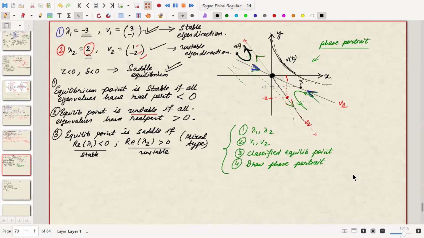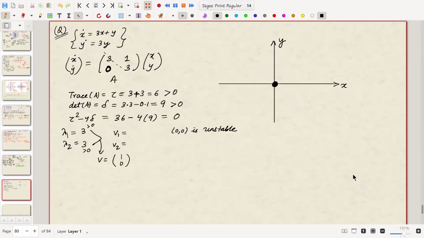And what I told here: an equilibrium point is unstable if all eigenvalues have real part greater than 0. So it is an unstable equilibrium point. What is the eigenvector here? 1, 0. How to draw the 1, 0 eigenvector? X equal to 1, Y equal to 0, so 1, 0 is lying here. What should be the direction? 0, 0 is unstable. Should it go away from 0, 0 or towards 0, 0? Away from 0, 0, right? So I will draw like this. It is going like this.